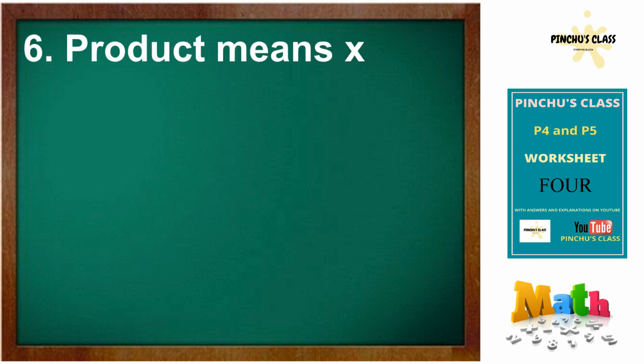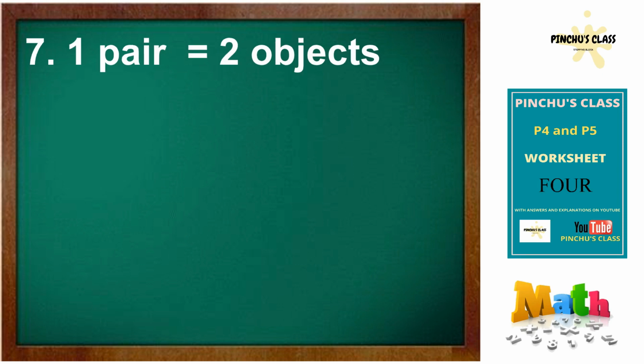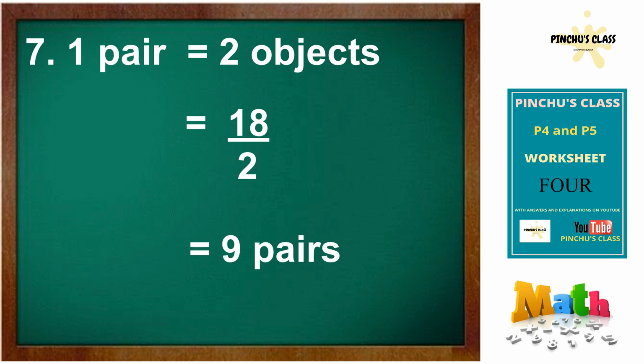Then number 6, what is the product of 6 and 20? Whenever you hear the word product, it means multiplication. So we are going to get 20 times 6, and our answer is going to be 120. Then number 7, how many pairs can be formed in 18 mangoes? Now here you have to know that one pair has two objects. Therefore, we are going to get 18 divided by 2, and the answer is going to be 9 pairs. So we can form 9 pairs.